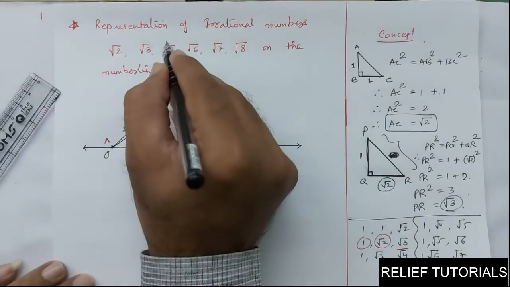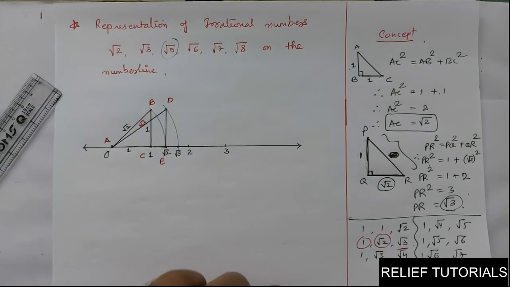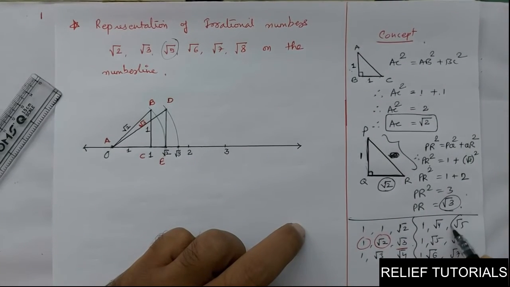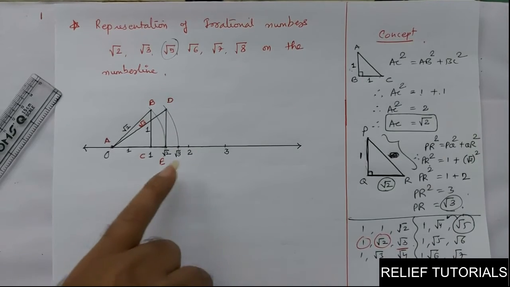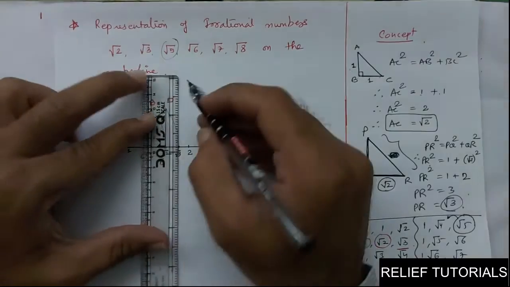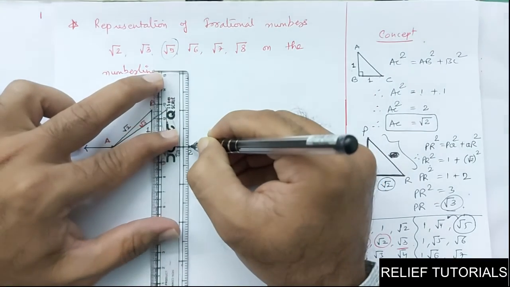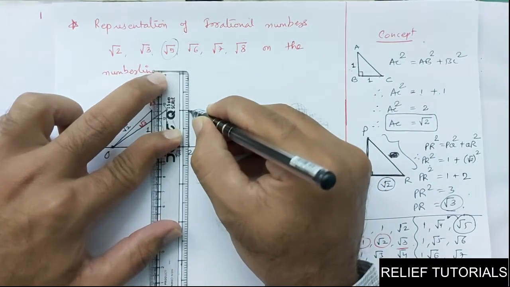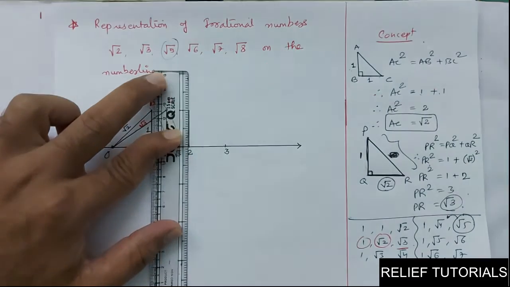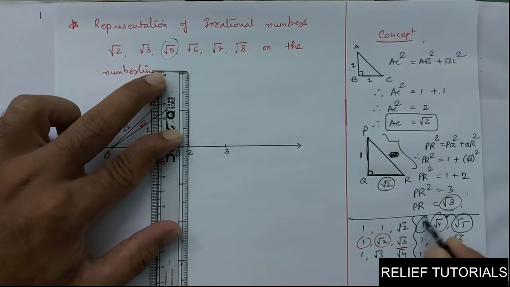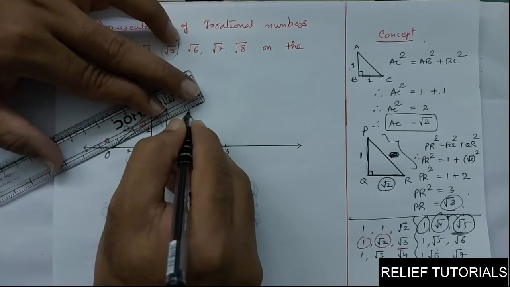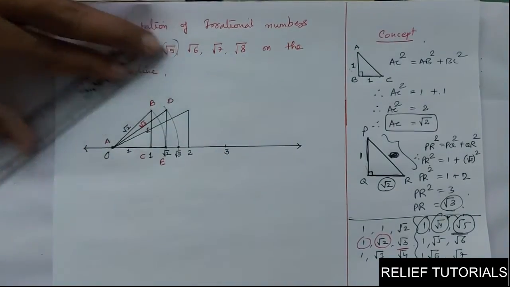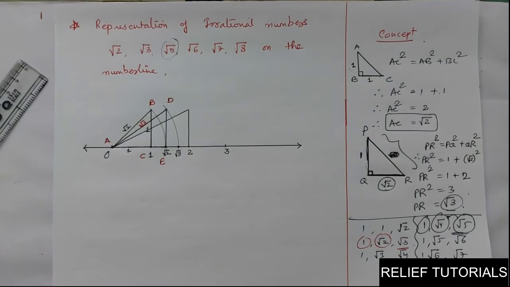Now if you want to represent root 5, then according to the triplet, if you want root 5 on the number line, first you should have root 4. So root 4 is already present. From root 4, which means 2, you draw one perpendicular line of length 1. So the hypotenuse will be root 5. If you join these, this length would be root 5.